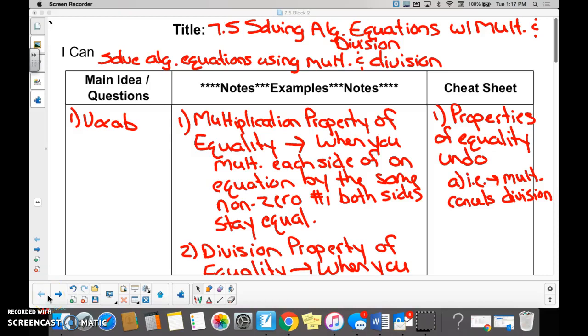11.5 solving algebraic equations with multiplication and division. I can solve algebraic equations using multiplication and division.